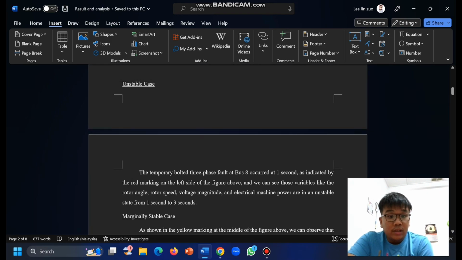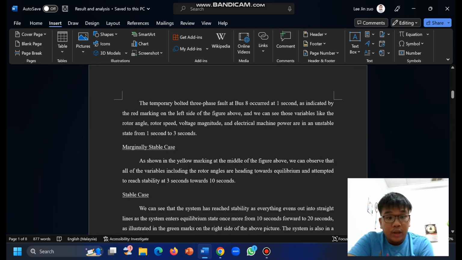For the unstable case, variables like rotor angle, speed, voltage magnitude, and electrical machine power are in an unstable state from 1 to 3 seconds, and the temporary fault at bus 8 occurs at 1 second. For marginally stable, observe all the values are heading towards equilibrium and attempt to reach stability from 3 seconds towards 10 seconds.